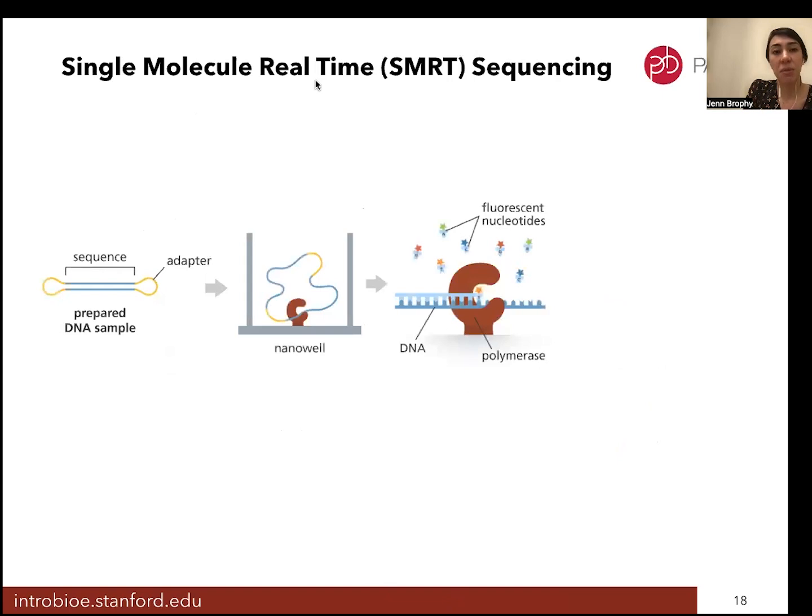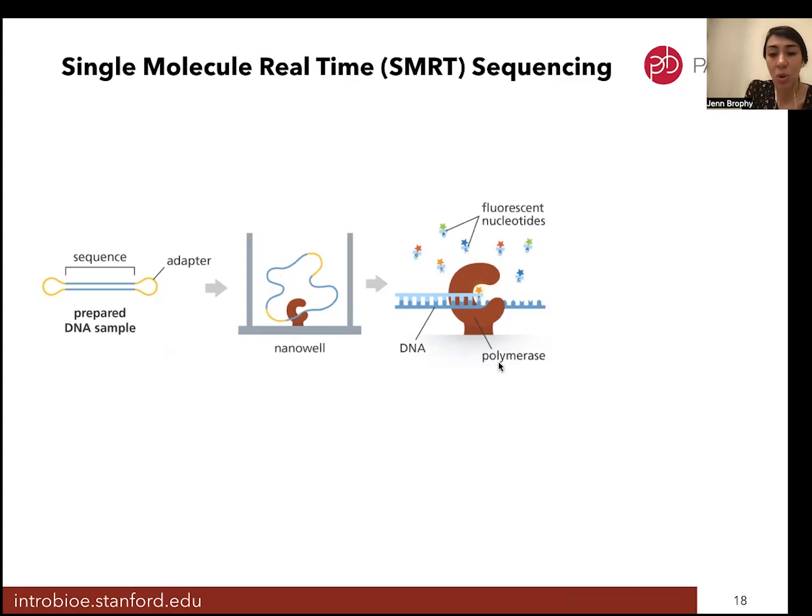Now, the next type of sequencing that we're going to talk about is single molecule real-time sequencing. This is different. So here you're taking the DNA that you want to know the sequence of, and you ligate on adapters. So you make a full DNA circle. And then at the bottom of a nanowell, a very small little well in a chip, you have a single polymerase fused to the bottom. And that polymerase will incorporate or try to make a copy of this single strand of DNA.